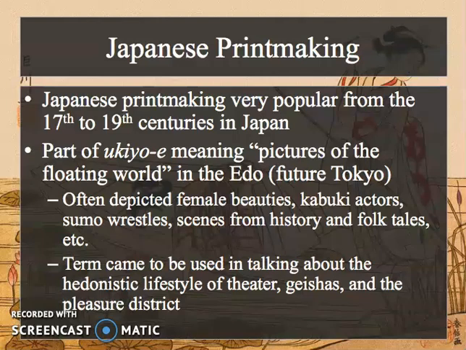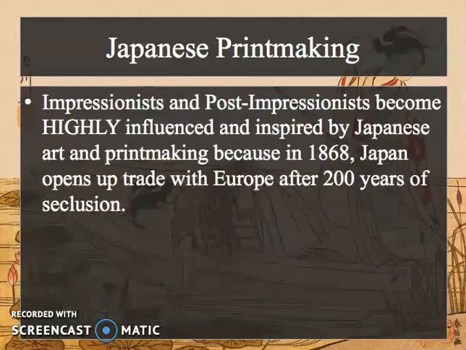But it was still a very large representation of nature and religion as well. We're going to see that Impressionists and Post-Impressionists become highly influenced and inspired by Japanese art and printmaking because in 1868, Japan finally opens up trade with Europe after 200 years of seclusion. So we're going to see Japanese prints and how they relate to Impressionists and Post-Impressionists. So keep your eyes out because I'm going to mention them. Like Van Gogh and Gauguin, they're very much going to be inspired by Japanese printmaking.